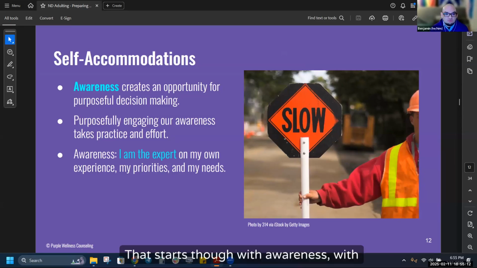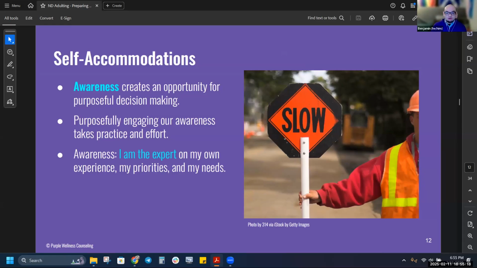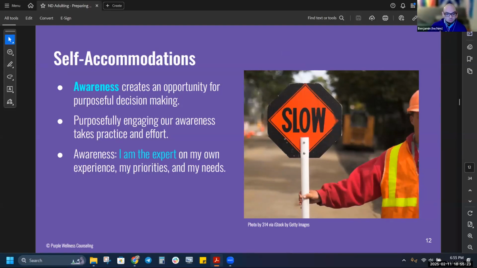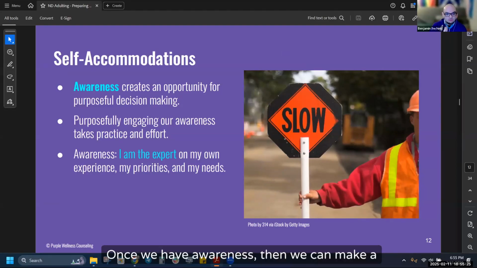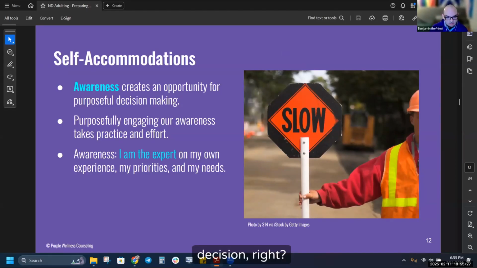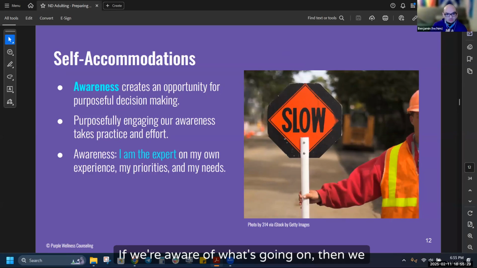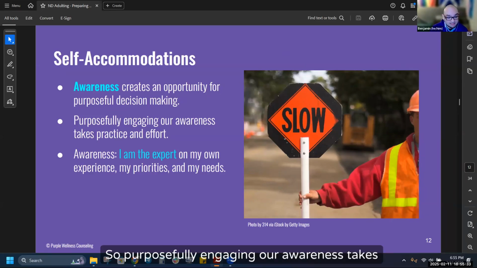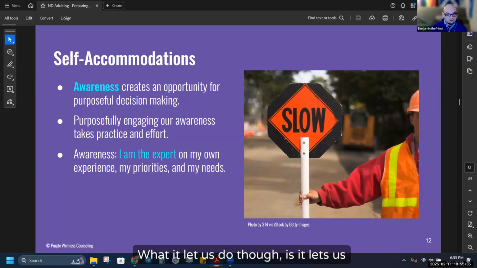That starts, though, with awareness of what is challenging for us, awareness of what we would like to be doing, awareness of what is going on with our bodies and our brains. Once we have awareness, then we can make a decision. Right? If we're aware of what's going on, then we can do something about it. So purposefully engaging our awareness takes practice and effort. What it lets us do, though, is it lets us become the expert on our own experience.